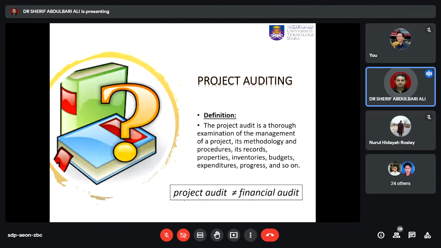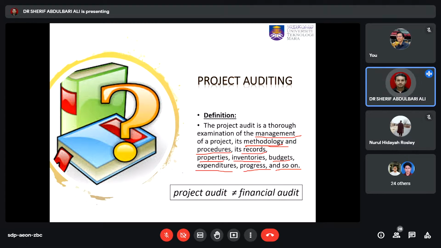So now let's move to project auditing. The definition is that a project audit is a thorough examination of the management of a project and also an examination of the methodology. So you are examining the management, examining the methodology and the procedures, records, properties, inventories, budget, expenditures, progress, and so on. So this means almost everything in the project. Okay, so this is the meaning of the definition, the definition of audit, examination of all those elements.